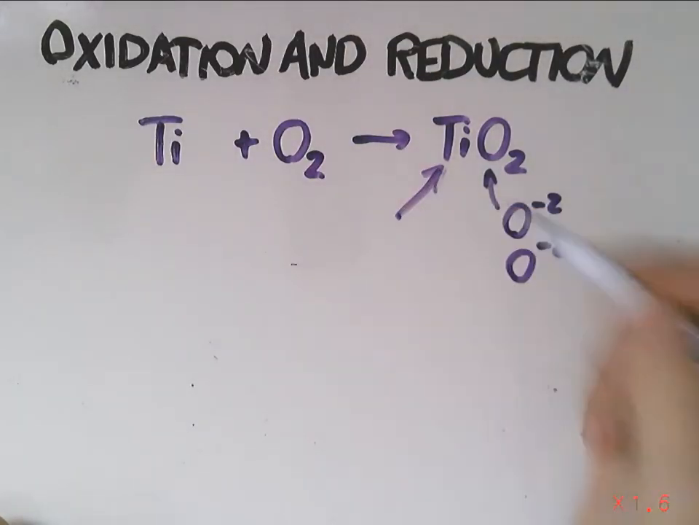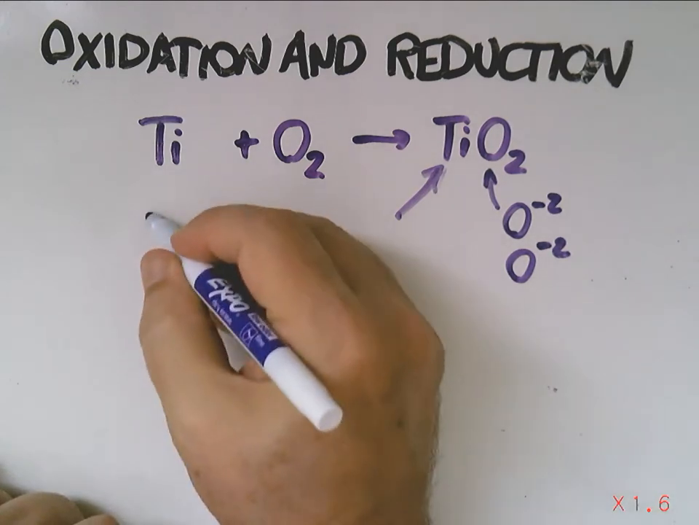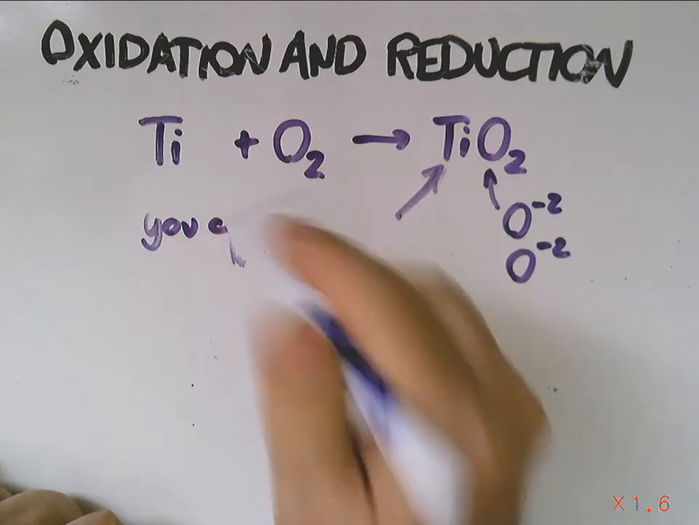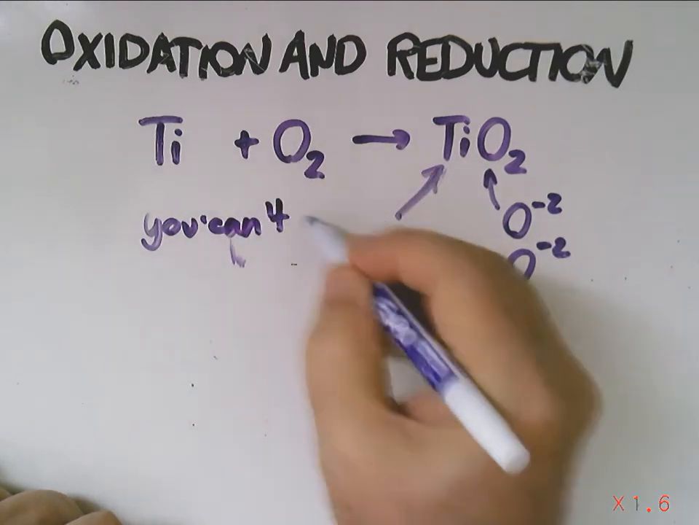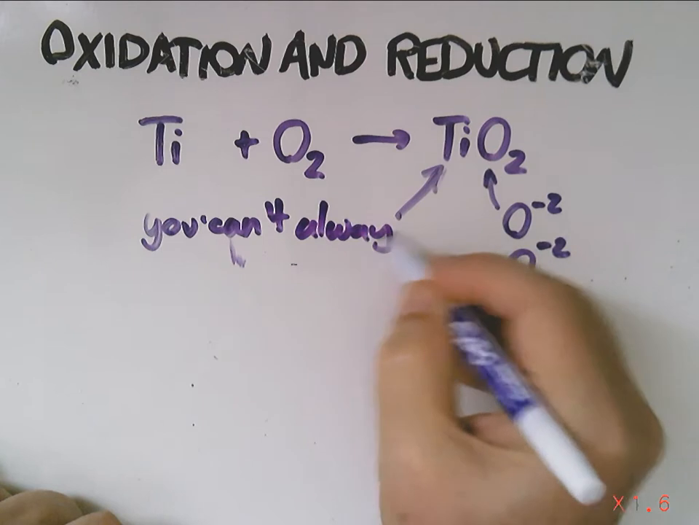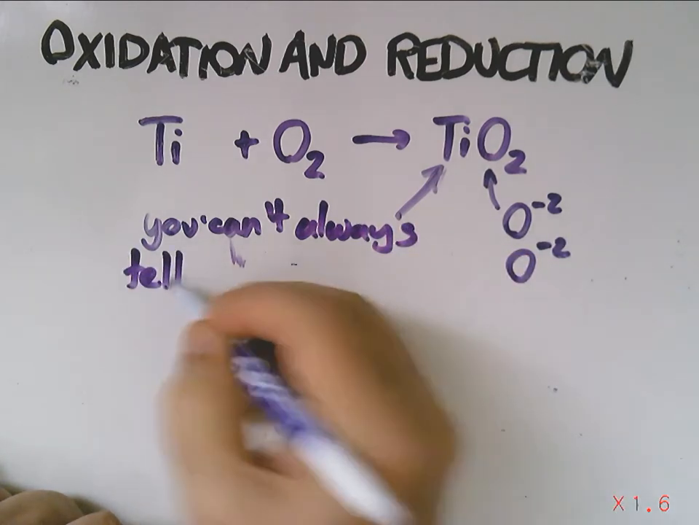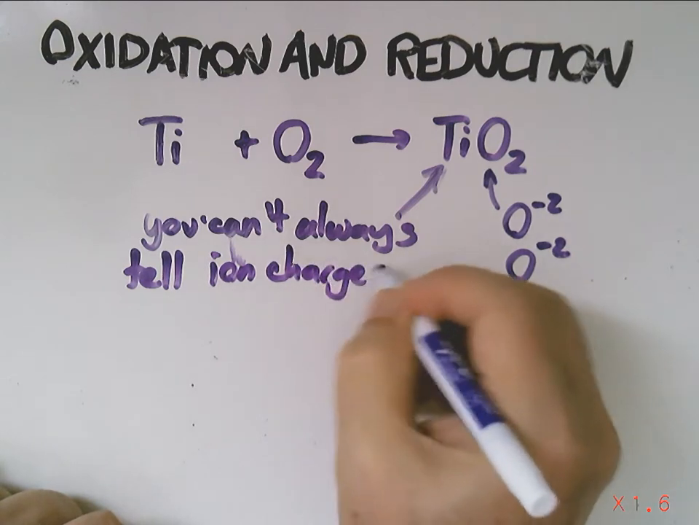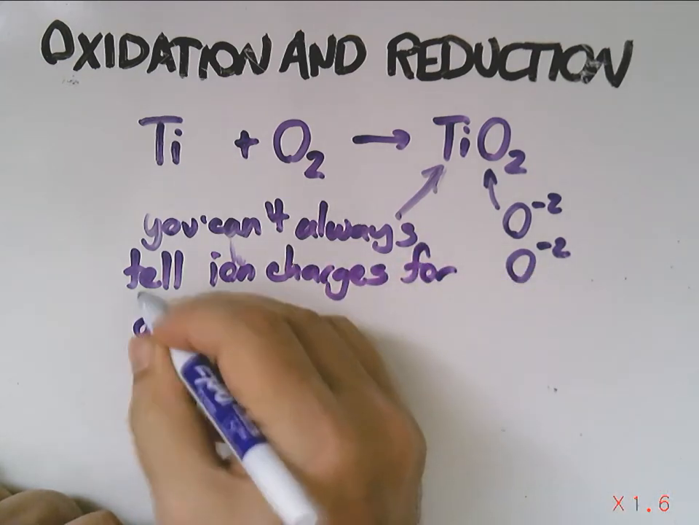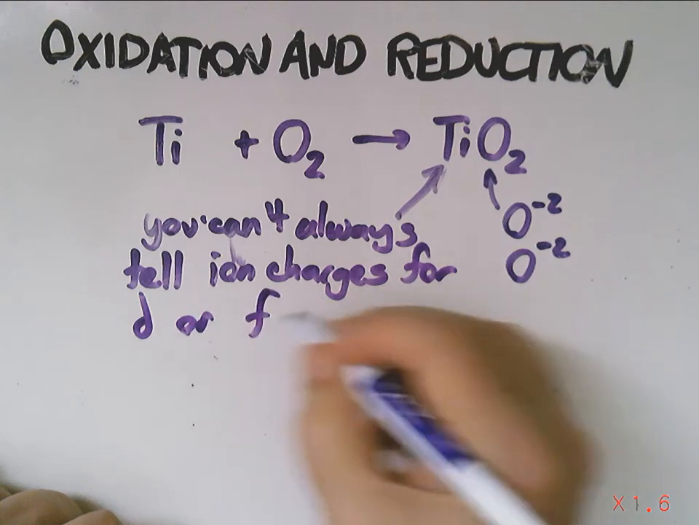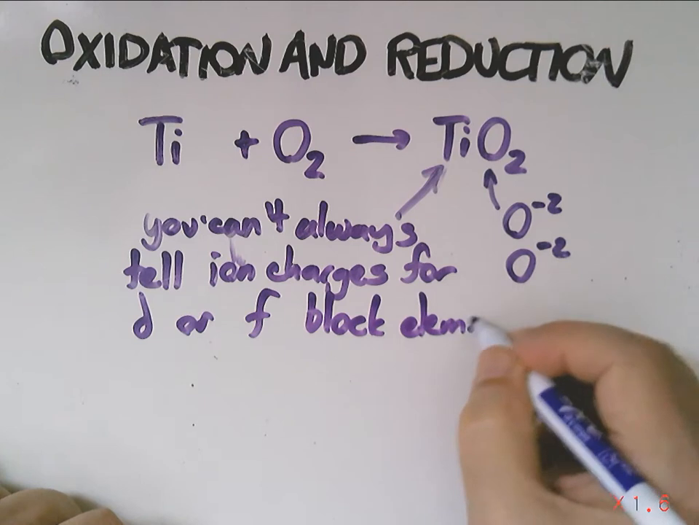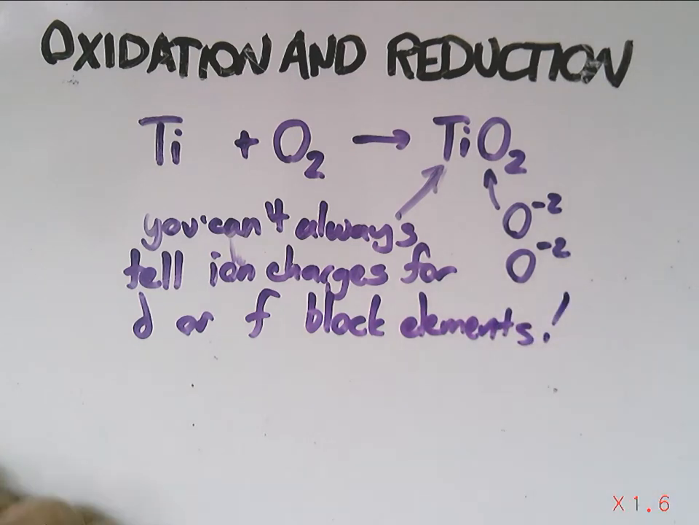Let's write that down, because that's something that you're going to want to be able to do, but you can't. You can't always tell ion charges for D or F block elements. Watch out for that. You can't do it.